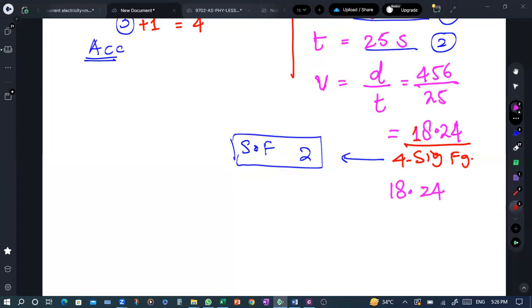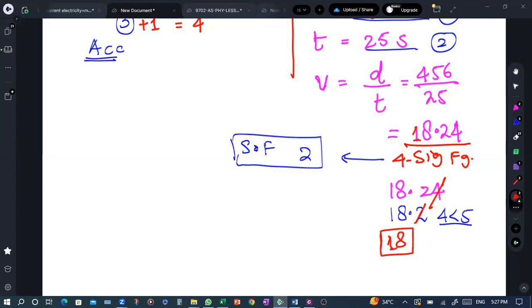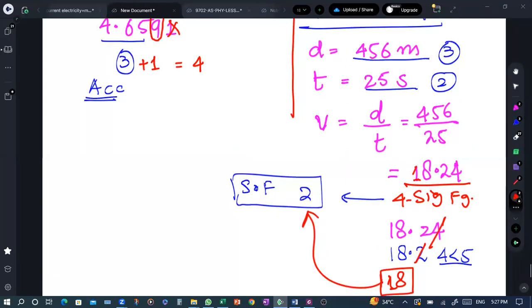18.24. Now I'm going to round it off. Basically, I'm going to help you with rounding of data. You are going to drop this 4. When you drop this 4, which is less than 5, it will have no effect on the next left digit, so it becomes 18.2. But I still have three significant digits, so I'm going to drop this 2 as well. 2 is also less than 5, so this will not affect the 8, so 18 is my answer. This has two significant figures. Is this clear to you?